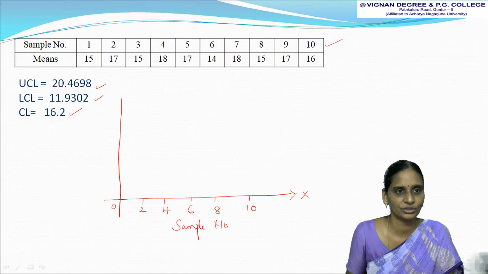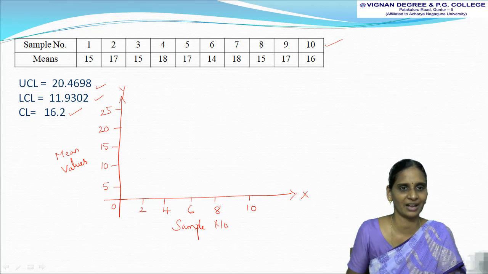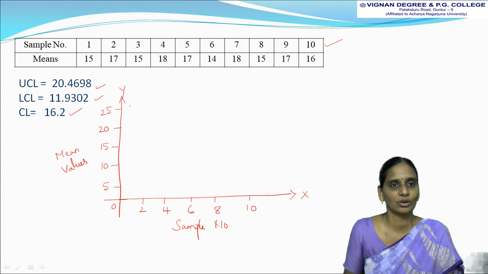Here we have to take the values 5, 10, 15, 20, 25. So this is the y-axis, and the y-axis represents mean values or x bar values. So first we have to plot the control limits.